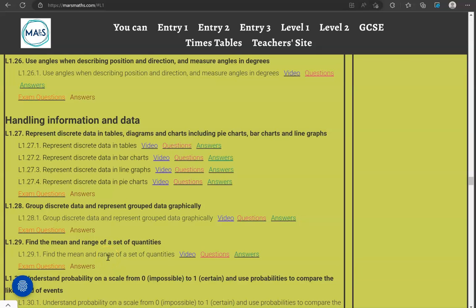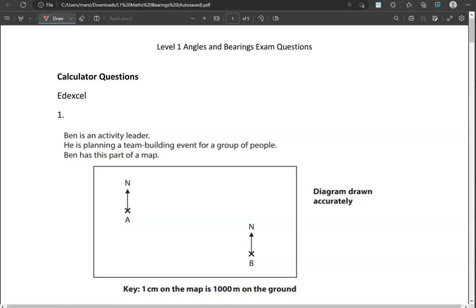In this video, we'll go through exam questions that cover the criteria use angles when describing position and direction, and measure angles in degrees. You can locate the questions on the mathsmath.com website under Level 1. The questions come from different exam boards. We normally start with the non-calculated questions and then we do the calculated questions. However, for this topic, there are only calculated questions. Here is the first one.